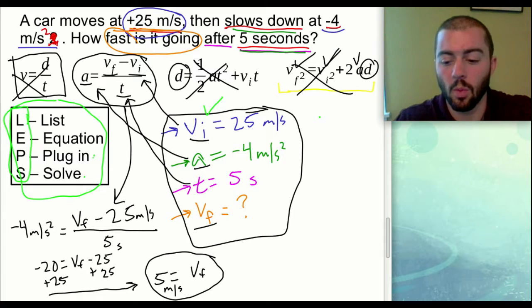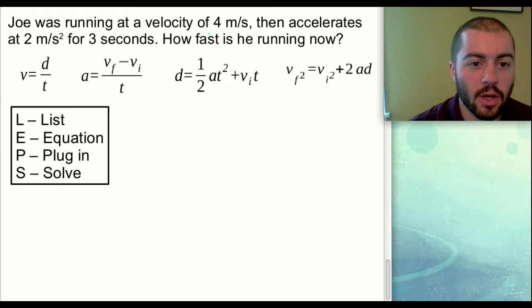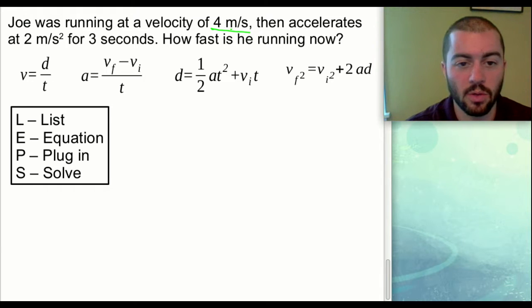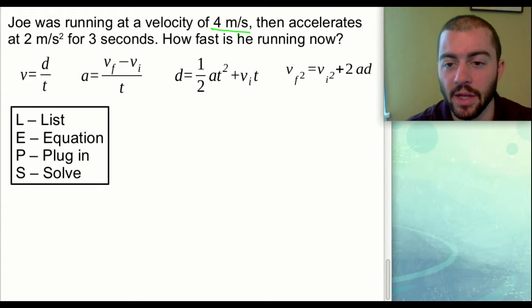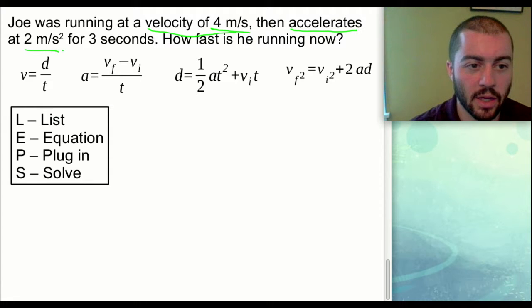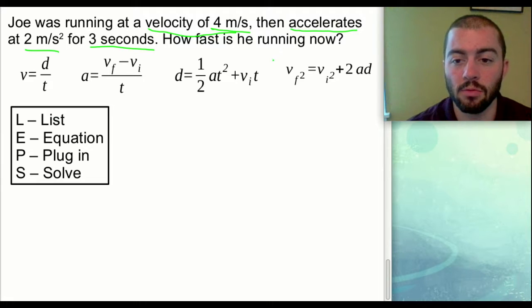All right, so we're going to look at one more example here. So we have Joe here running at a velocity of 4 meters per second. So we know off the bat, anytime we see a number, that's something we probably want to use, right? So it tells us his velocity is 4 meters per second. And then he accelerates at 2 meters per second squared for a time span of 3 seconds. How fast is he running now?